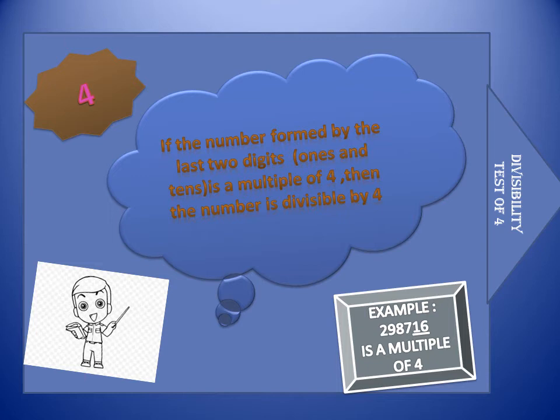Though it appears to be a very big number, the last 2 digits, that is 16, is a multiple of 4. Sorry, it's a multiple of 4. So it is divisible by 4. The whole number is divisible.